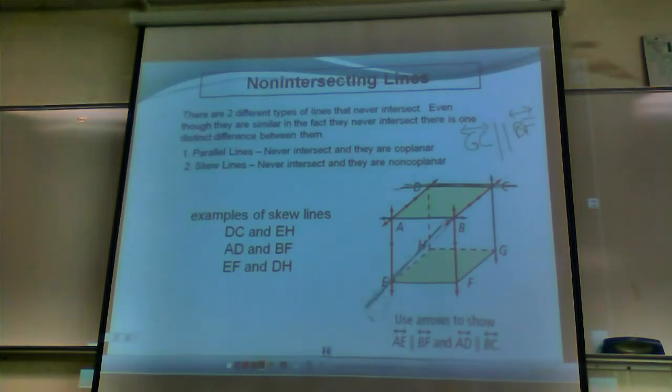Okay, now the skew ones. If you listed, like, I have DC as one, and then EH. They're not touching each other because this one's on the top, that one's on the bottom, and they're not going in the same direction. So that's the easy way to check it: make sure they're not going in the same direction and they're not on the same level as each other, the top, bottom, left, right. Like I said, AD and BF. AD was on this side of the shape, BF's on the other side, and they aren't going in the same direction. That one looks like it's going back and forth, that one's going up and down.